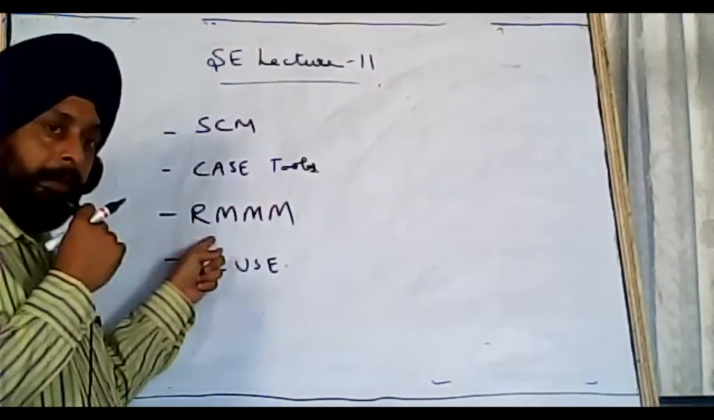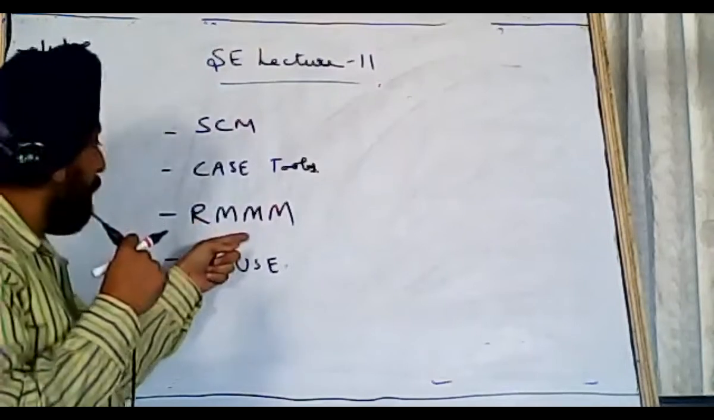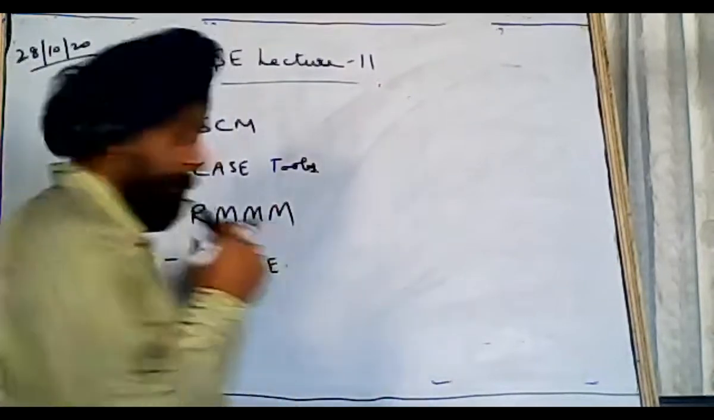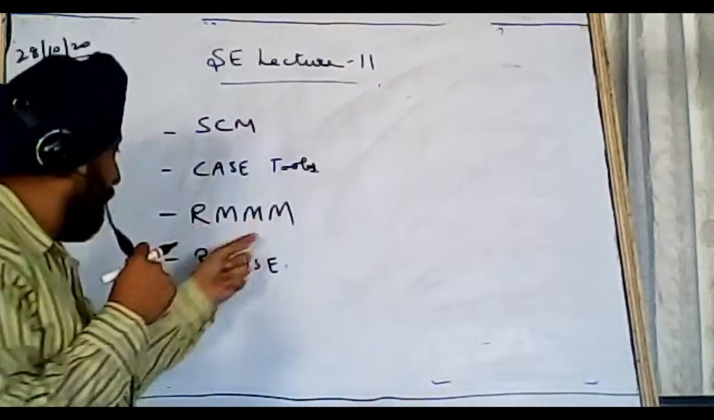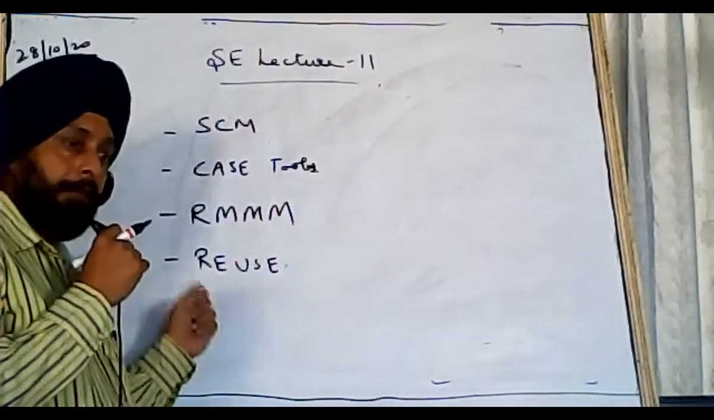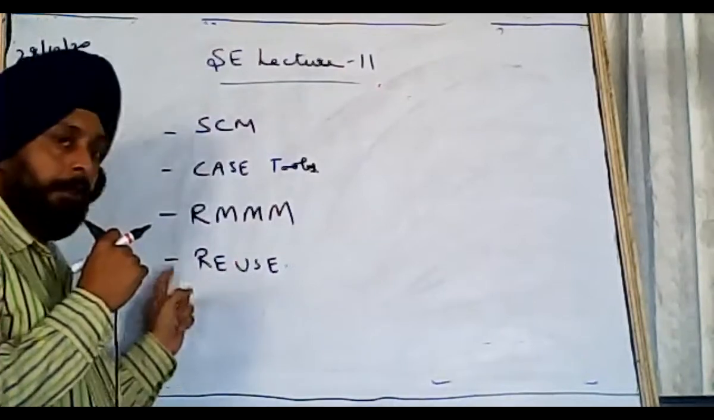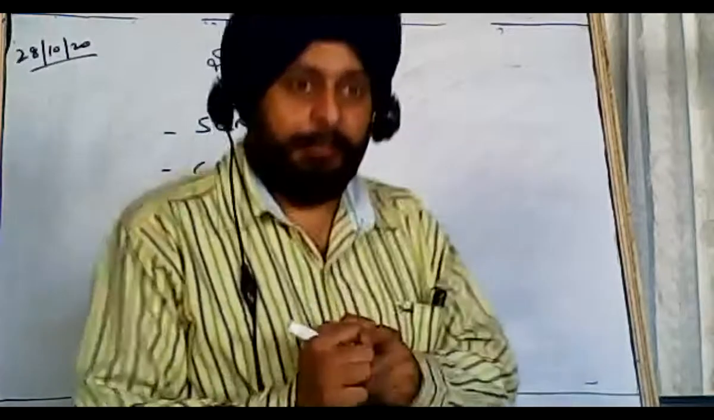Then there is RMMM, that is risk mitigation, monitoring and management. Since you have all joined, I will not repeat it again. And then there is the reuse facility, that is the reuse capability of your software. So that is the overview of today's lecture. Have you understood or not?